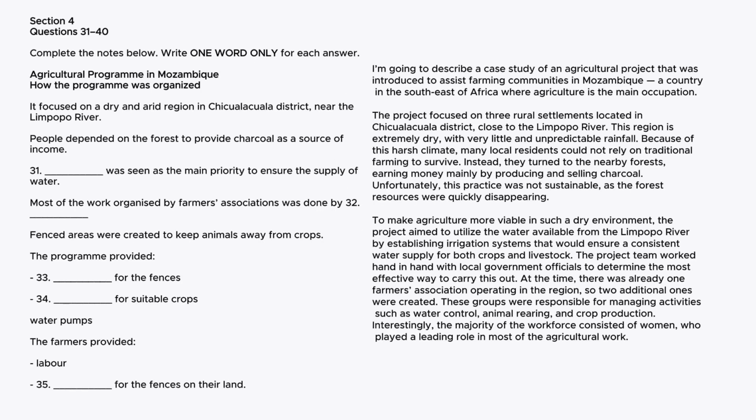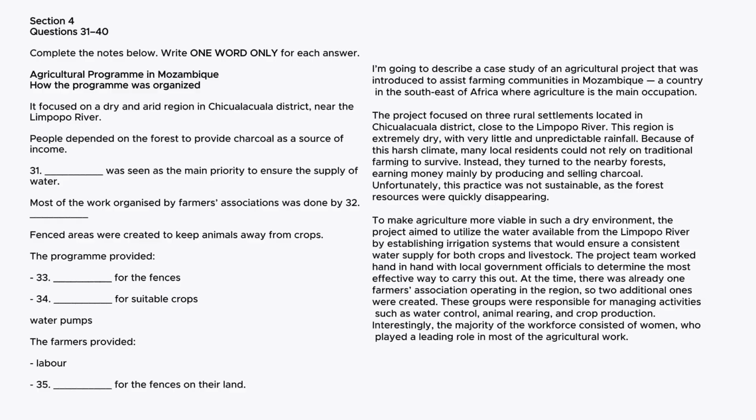I'm going to describe a case study of an agricultural project that was introduced to assist farming communities in Mozambique, a country in the southeast of Africa where agriculture is the main occupation. The project focused on 3 rural settlements located in Chiqualacuala district, close to the Limpopo River. This region is extremely dry, with very little and unpredictable rainfall.